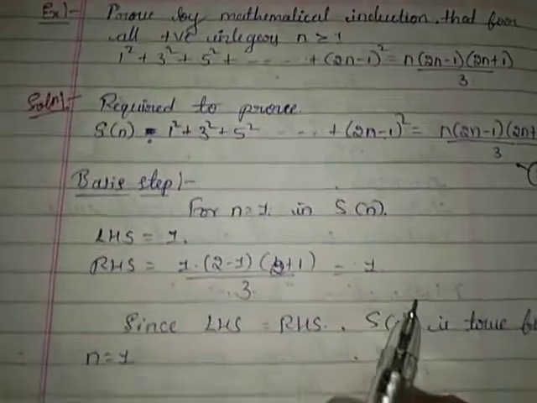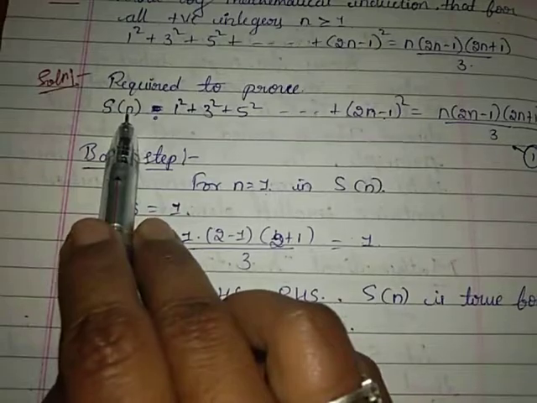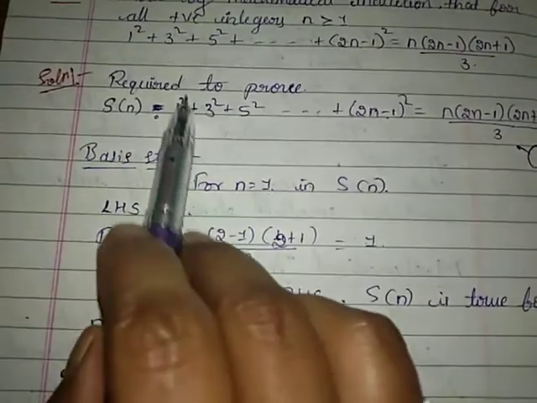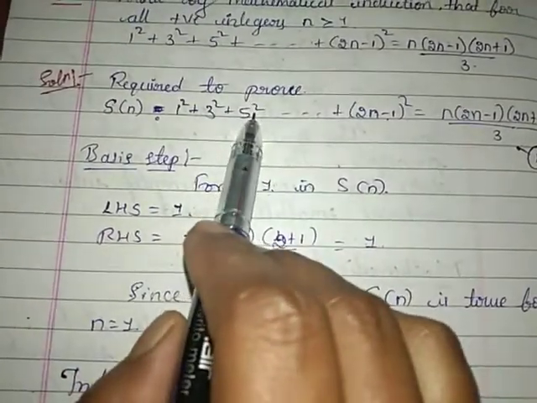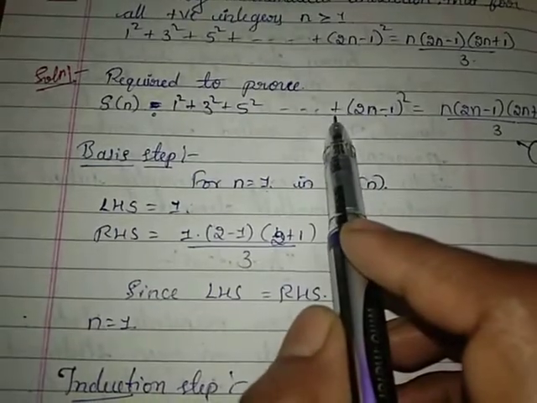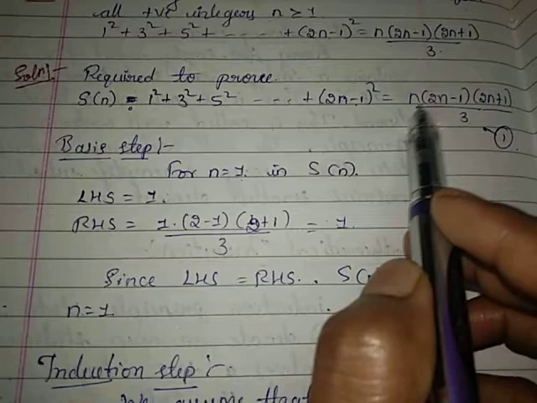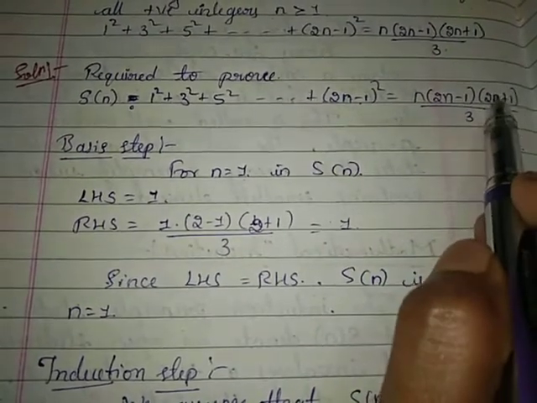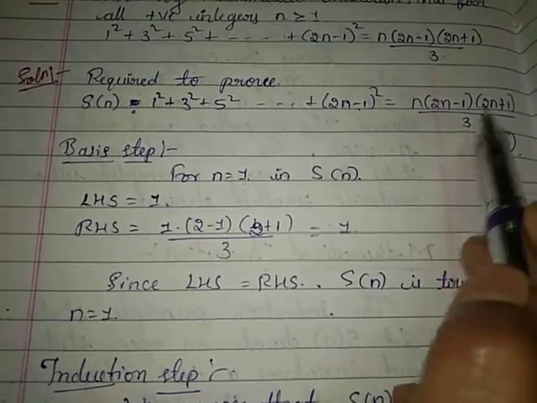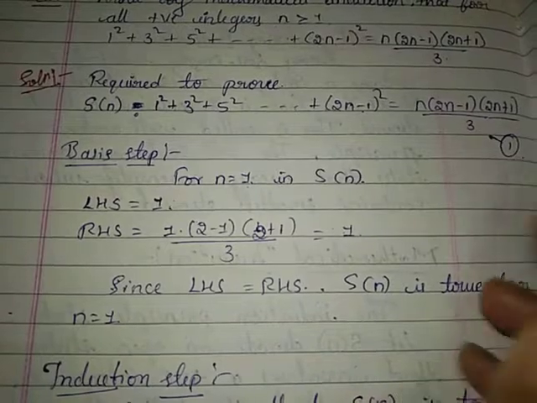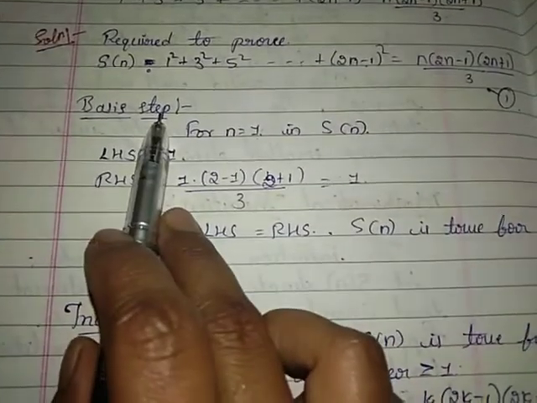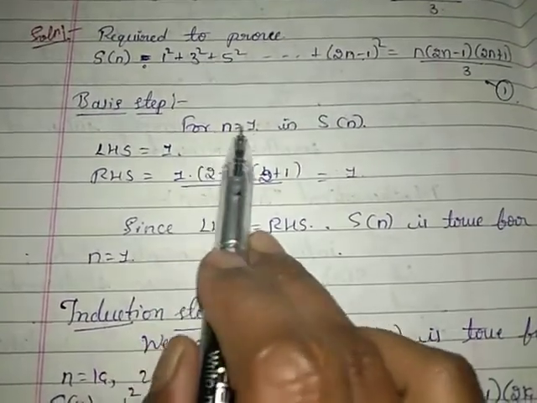So here first we have to consider the given statement as S(n). So S(n) is 1 square plus 3 square plus 5 square and so on plus (2n minus 1) whole square is equal to n into (2n minus 1) into (2n plus 1) divided by 3. Call this equation 1. So we first move to the basis step, where we have to consider n equal to 1.